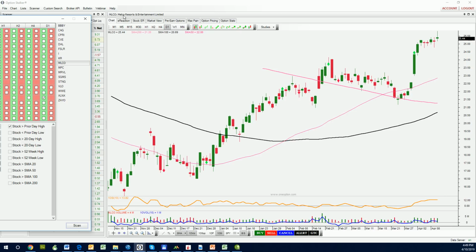This is a casino stock, I believe. In fact, yes, I'm sure it is. Some of the Chinese stocks have been doing really well. Las Vegas Sands we've been in. That's been a nice stock. I like this.